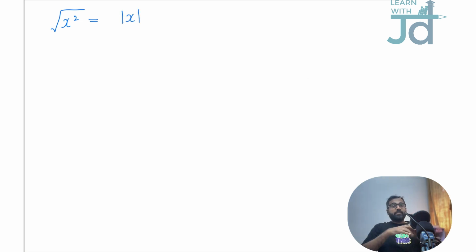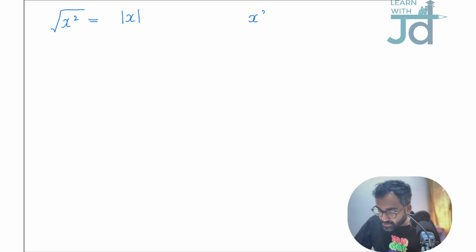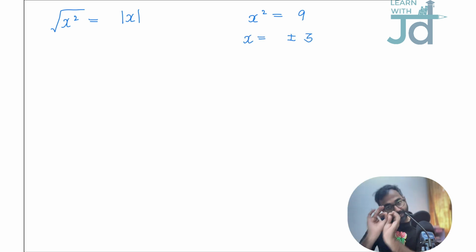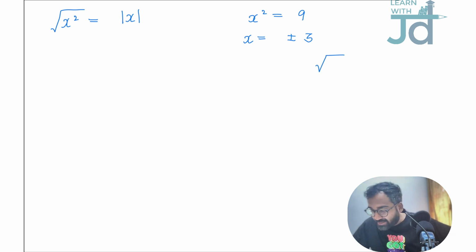Whoever has come just from 10th standard to 11th standard will think, sir, x square is equal to 9, we used to write x is equal to plus or minus 3. Yes, very well, correct. This is right. But understand one fact. Square root of 9 is not plus or minus 3. It is always plus 3. It's a positive quantity. Okay?